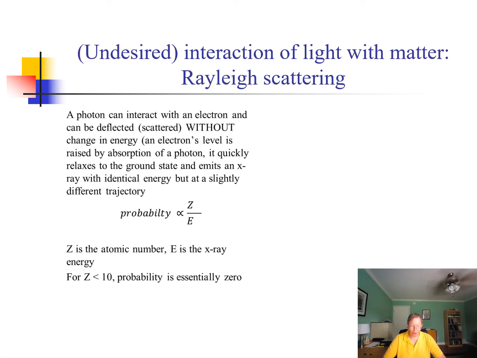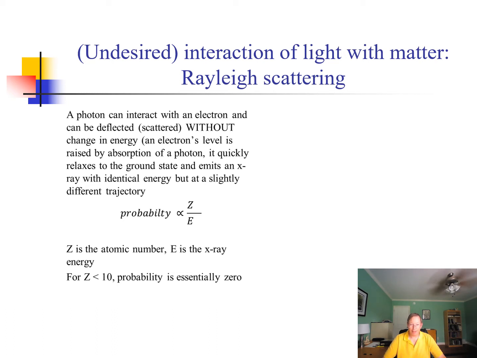Unfortunately, there are also two types of undesirable effects of interaction of X-rays with matter, and this leads to scattering. And both types of scattering, Rayleigh as well as Compton scattering, lead to a degradation in the image, and I'll describe that across the next few slides.